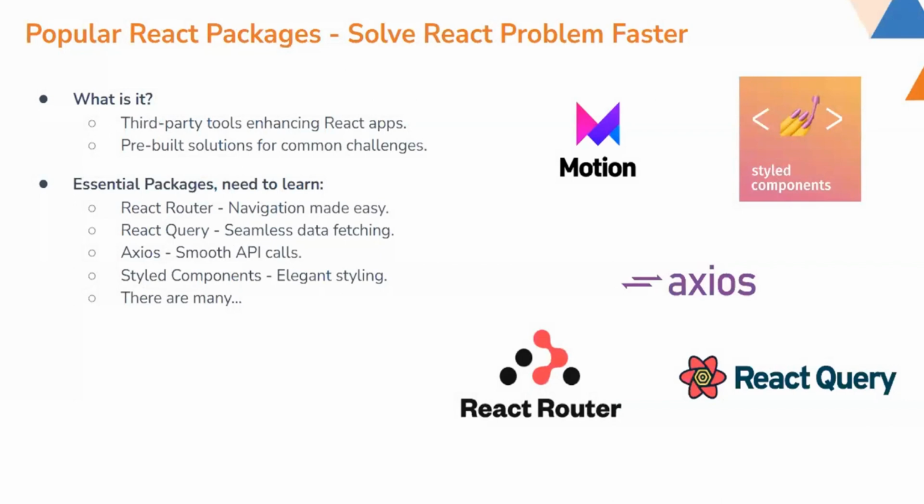To solve React problems faster, there are packages available you can use. React packages are third-party libraries and tools that enhance and extend the functionality of React applications. They provide pre-built solutions for common challenges, making development more efficient and streamlined. So there are some essential packages which you can learn, from React Router for navigation to React Query for seamless data fetching, Axios for smooth API calls, Styled Components for elegant styling. These packages are the backbone of modern React development.